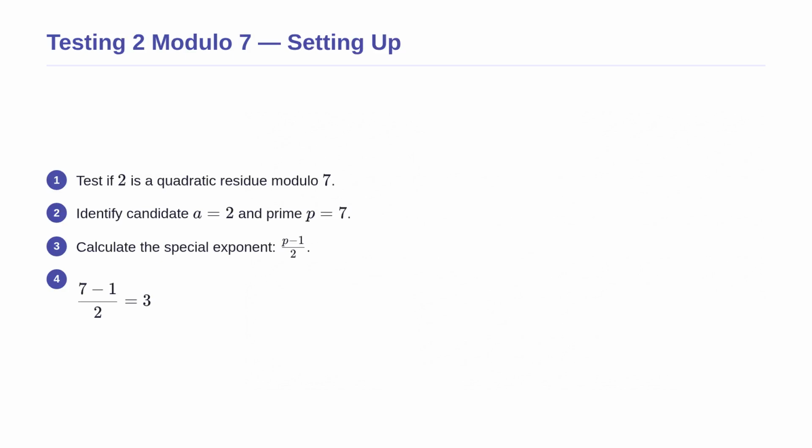Before we move on to the proof, let us see this formula in action with a concrete example. We want to determine if the number 2 is a perfect square modulo 7. This means we are asking if any number squared leaves a remainder of 2 when divided by 7. We identify our candidate a as 2 and our prime p as 7. Next, we calculate the special exponent required by the theorem by subtracting 1 from 7 and dividing by 2, which gives us a target power of 3.